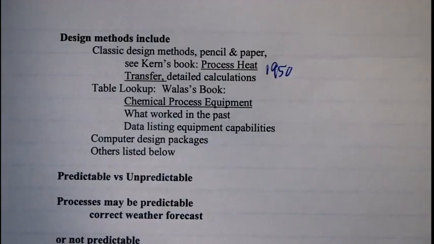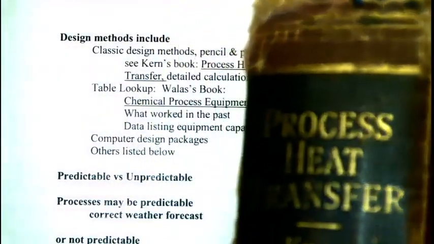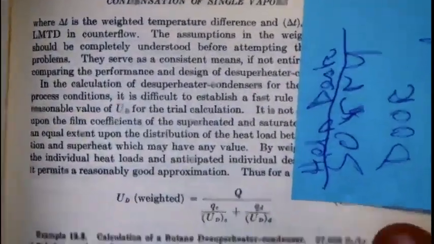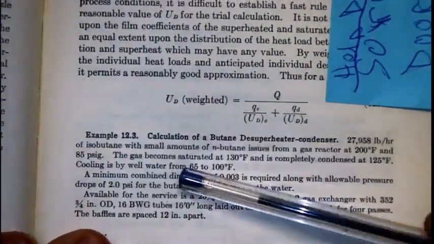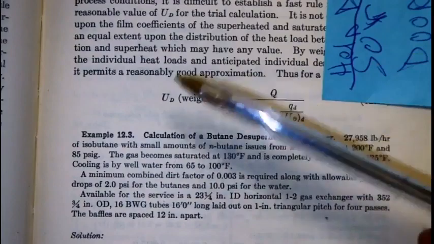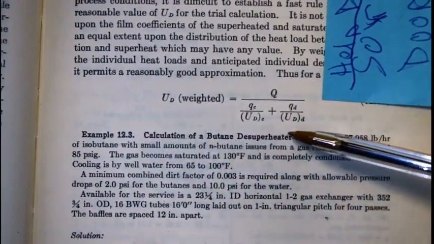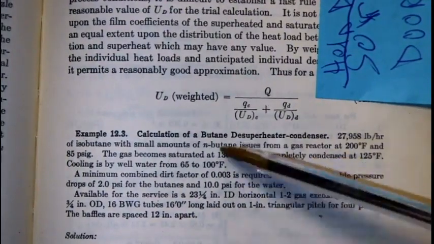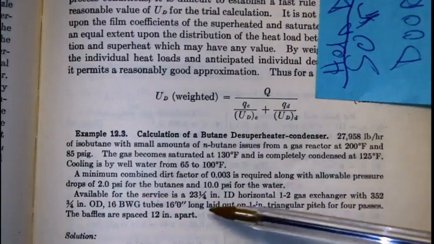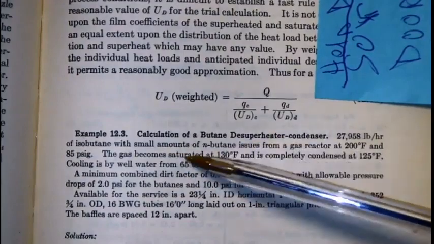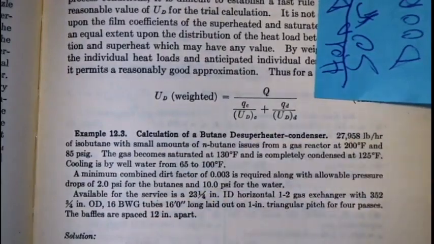I just happen to have Kern right here, a picture of Kern's Process Heat Transfer sitting here. And if we open it up anywhere, you find here, for example, the calculation. We're on page 284. Go to the library, you'll probably find Kern on the shelf. Calculation of a butane de-superheater condenser type thing. So obviously it has heat transfer going on, and in this case you have available equipment, so you design what you need and compare it to what you have, and then away you go.